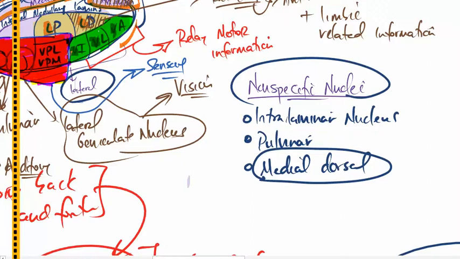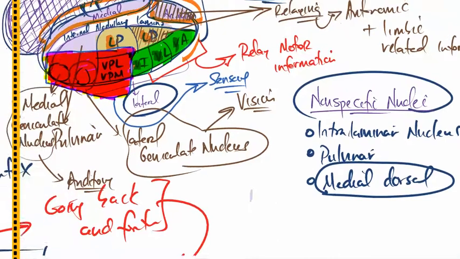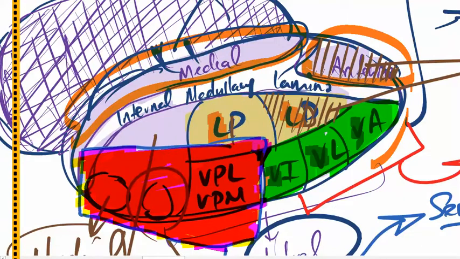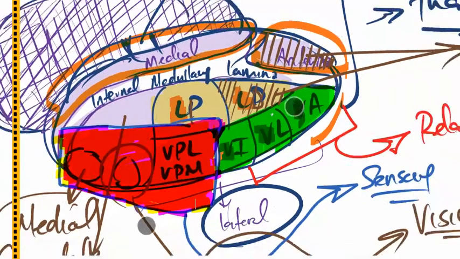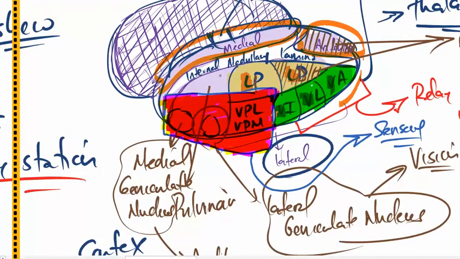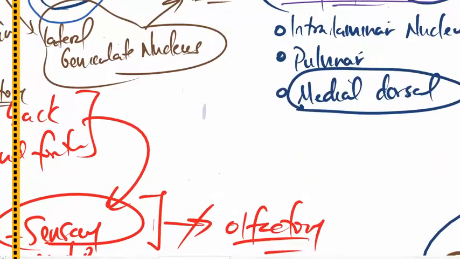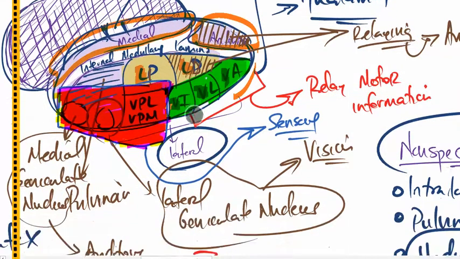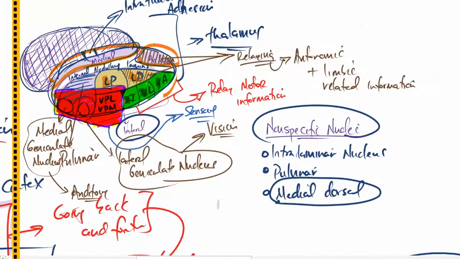In terms of non-specific nuclei, it's not a specific kind of information that is being relayed. You have your intralaminar nuclei, which are actually within this internal medullary lamina, so it's somewhere in there. That's where they're located. Then you have the pulvinar, which is this right here. And then the medial dorsal will just be the dorsal part of this medial cell mass. Cool?